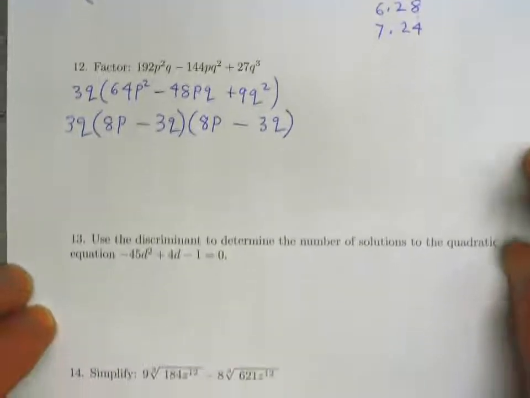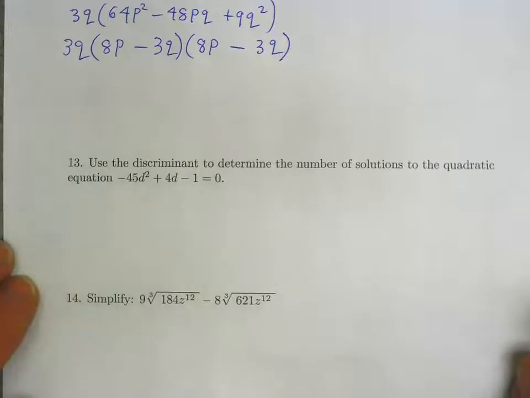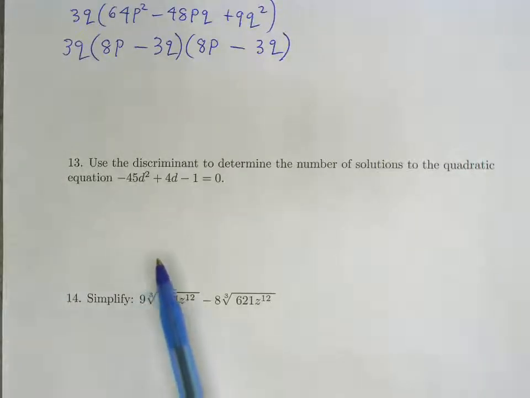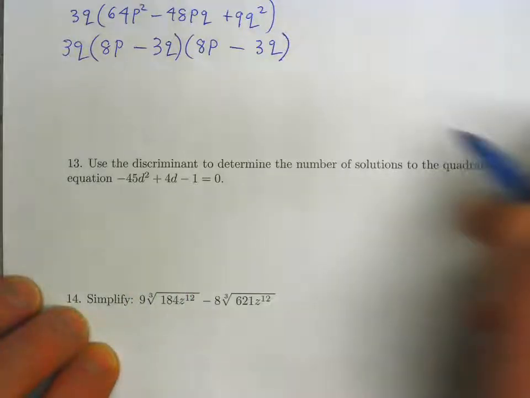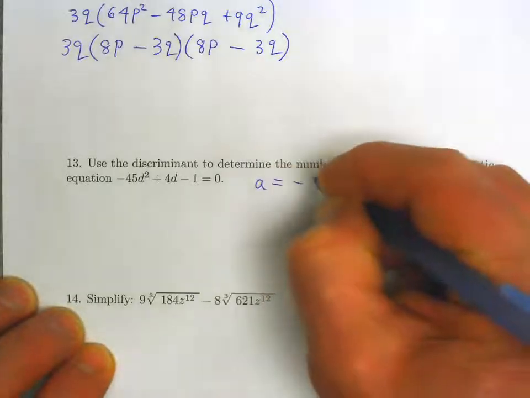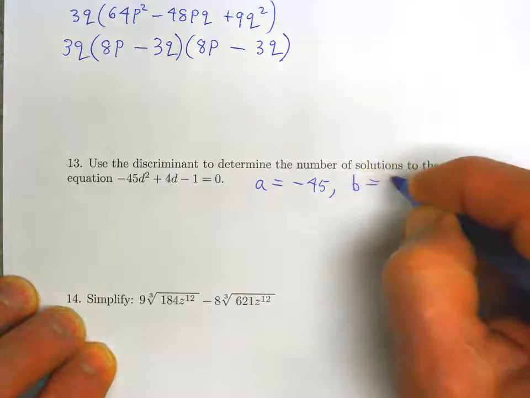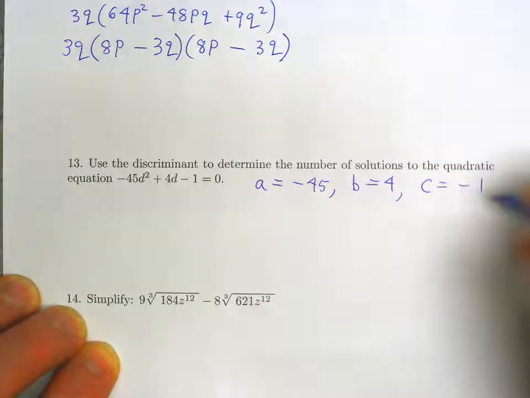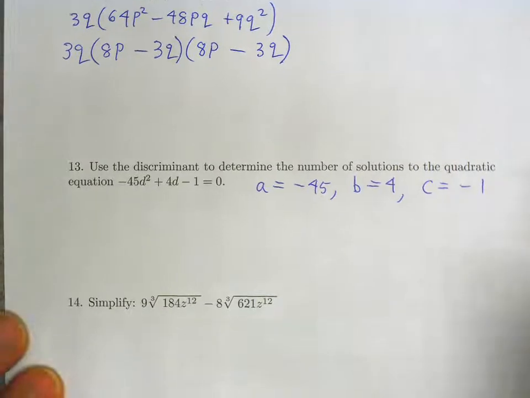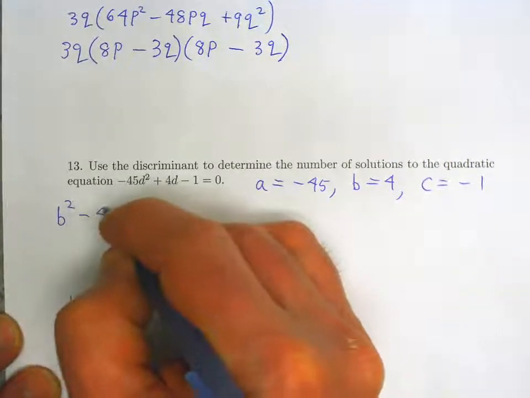Okay, number 13, use the discriminant to determine the number of solutions to the quadratic equation. In this quadratic equation, the value of A is negative 45. The value of B is positive 4, and the value of C is negative 1. So remember, the discriminant is B to the second minus 4AC.